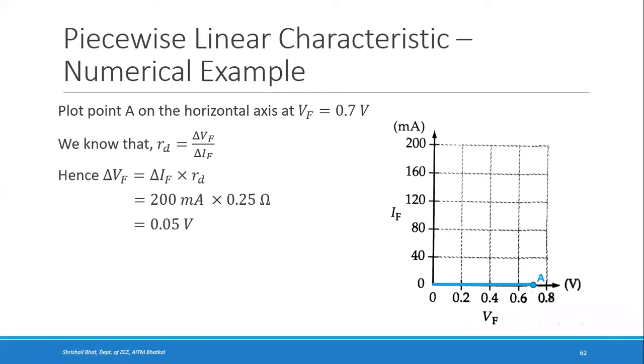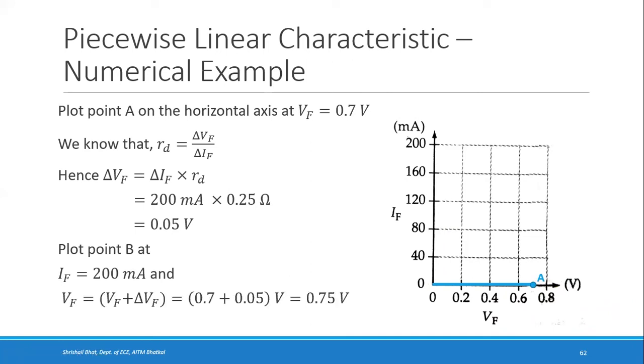What does that mean? At this particular point A, the voltage is 0.7 volts. So that voltage is changing by 0.05 volts. That means what is the total of that? What is the point where you have to mark the point B? It should be at 0.7 plus 0.05, right? So plot the point B at IF equal to 200 milliamps and VF plus delta VF.